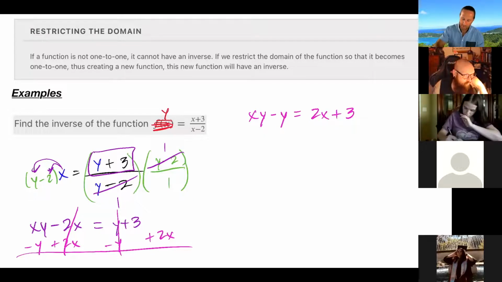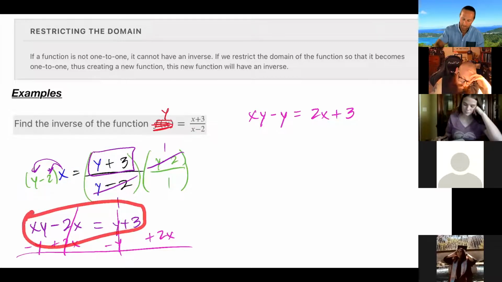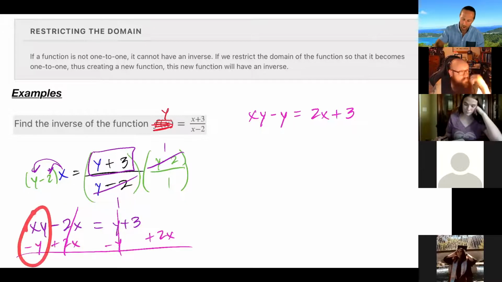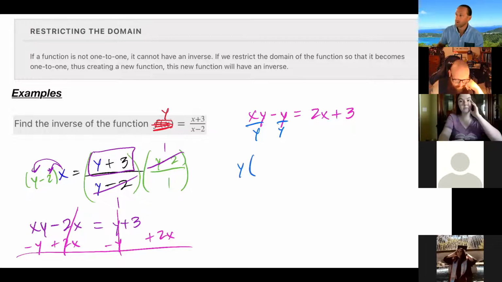So I first switched the x's and y's. Second, I got rid of my denominator by multiplying it to both sides, cleaned it up, and then I wanted to get my y's on the same side. Problem is, there's still 2 of them. How do I take these 2 y's and get it narrowed down to 1? Factor. Very good. Each of these have a common factor of y. And how do we undo dividing? Multiply.